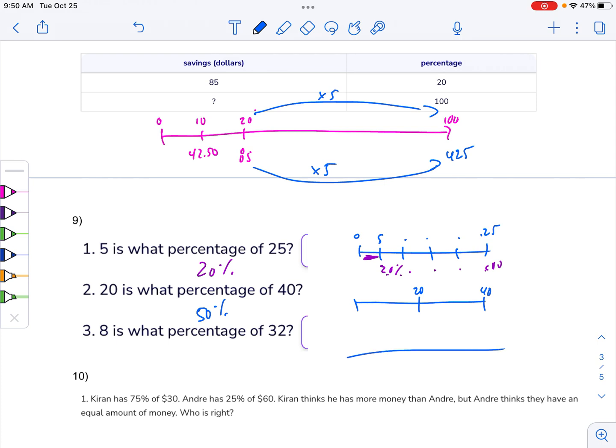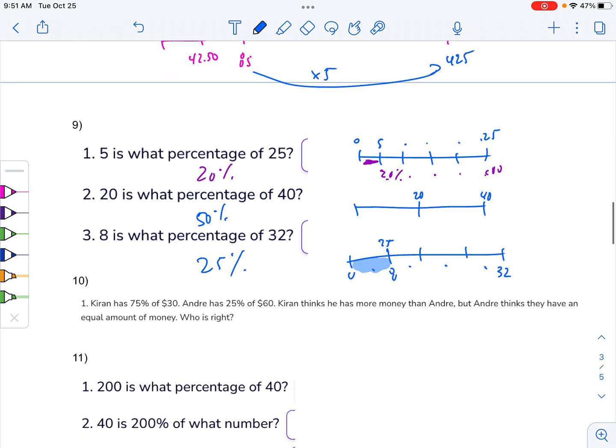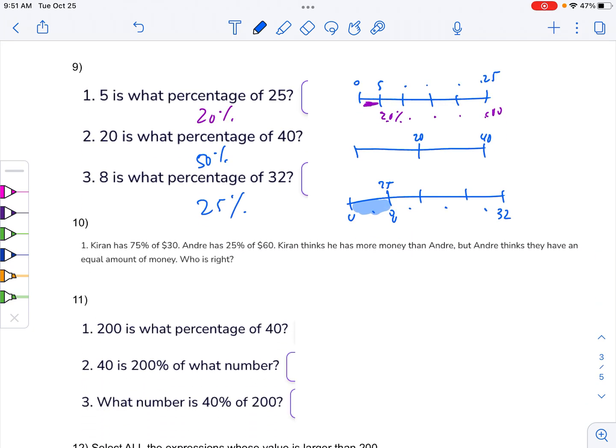Let's see if this guy can help me on. 8 is what percent of 32? So I'm going to go 32 here. And where does 8 land? How many 8s are in 32? Looks like I got right here, and this one's going to be 8. All right. So then my goal is I got to try to find what percent that is. So it looks like there's 1, 2, 3, there's 4 groups. Oh, that's going to be 25%. So 25%. Yeah, nicely done. Number 10, let's keep going.